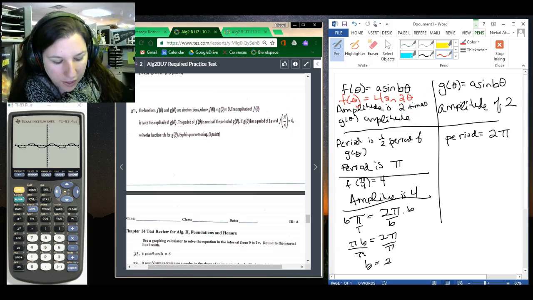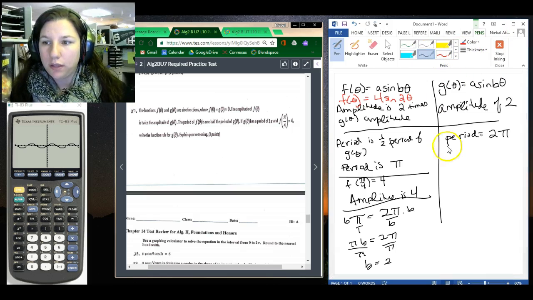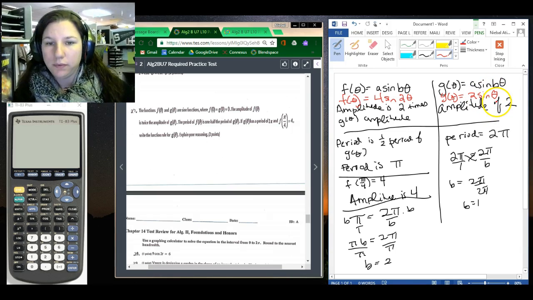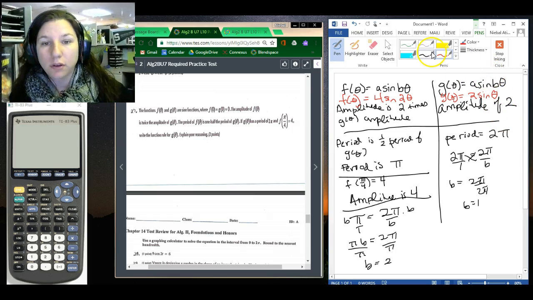And g of theta is going to be, so this one is 2 pi equals 2 pi over b, and I might be able to see b equals 1. Or, cross multiply by b, divide by 2 pi, b is 1. So here, g of theta equals 2 sine of 1 times theta, which is just theta. And that's your answer for number 27.